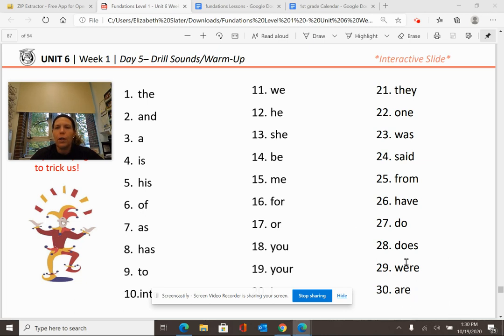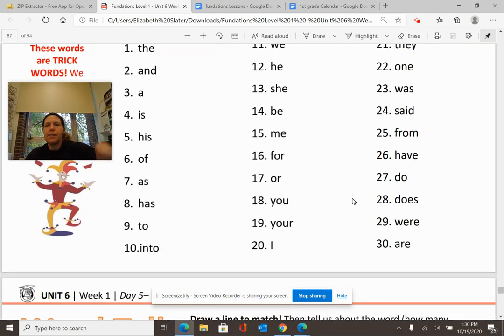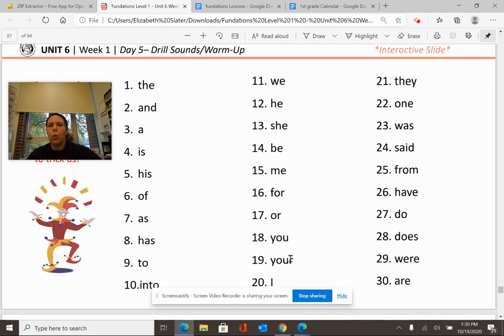Are, were, does, do, have, from, said, was, won, they. And then number 20 is I, your, you, or, for, me, be, she, he, we. And then this column: into, to, has, as, of, his, is, and, the.